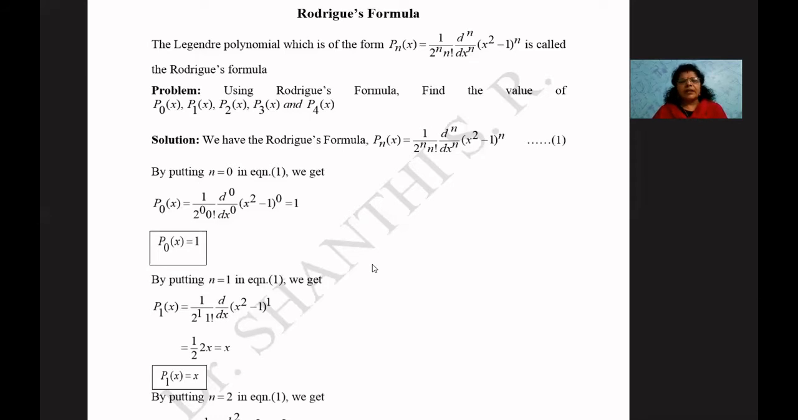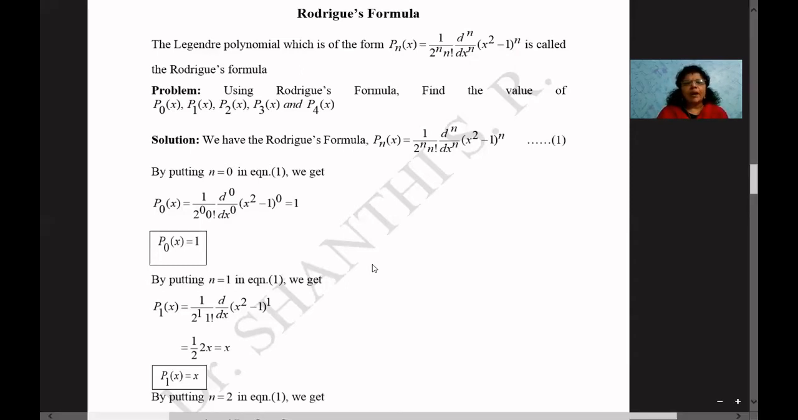Hello students, let us learn now how to find the Legendre polynomial using the Rodrigues formula. Also, we are going to learn how to convert an ordinary polynomial into a Legendre polynomial. First, what is the Rodrigues formula?